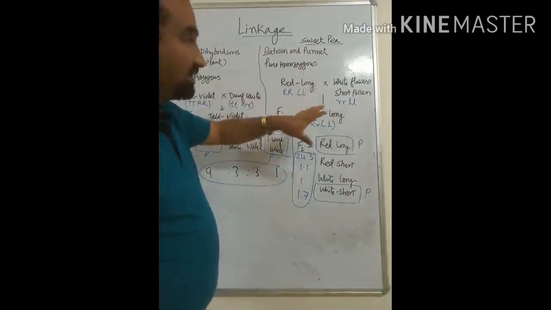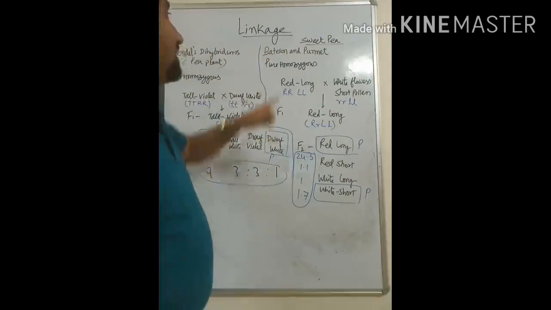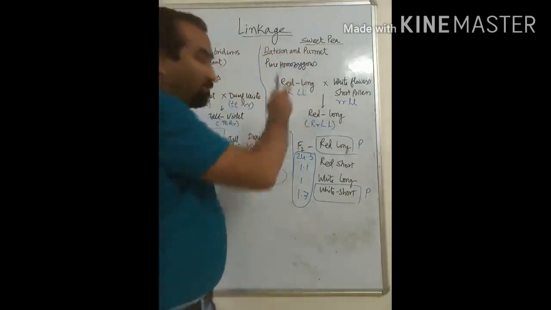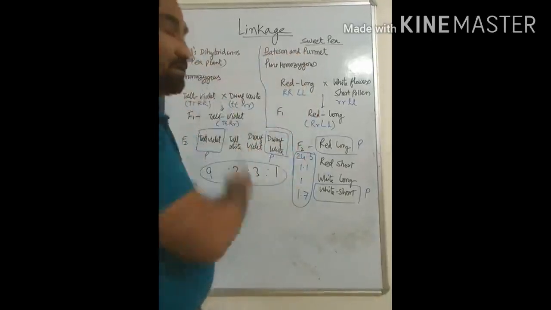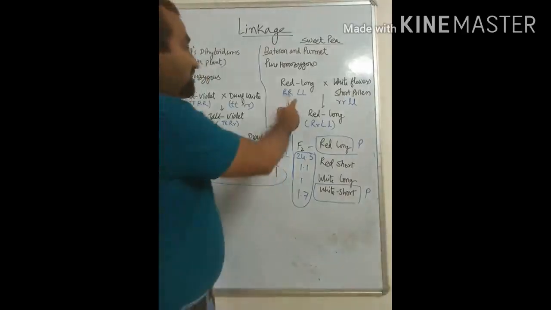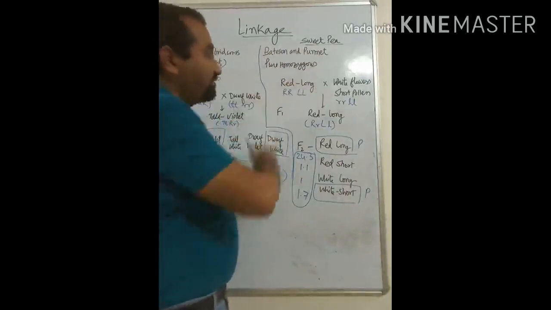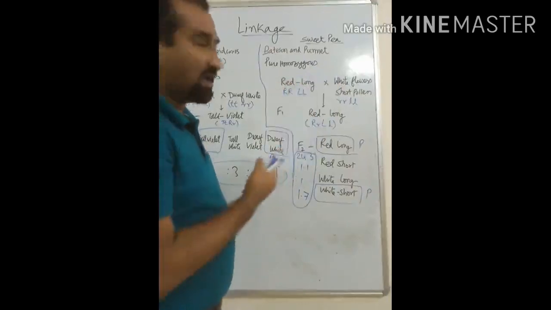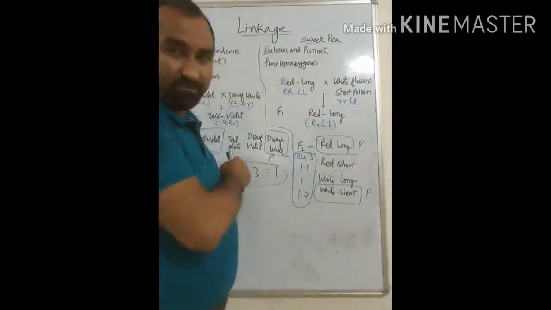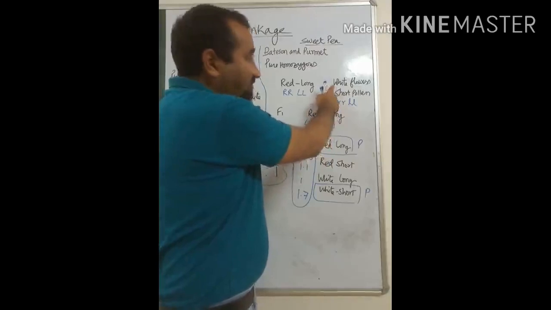Now look here, same type of cross is carried out in case of sweet pea, Lathyrus odoratus, by Bateson and Punnett. What they did, they made the same type of cross just like the cross made by Mendel in case of pea plant, and here Bateson and Punnett crossed two types of sweet pea plants. One is having red flowers and long pollen, and the other is having white flowers and short pollen.